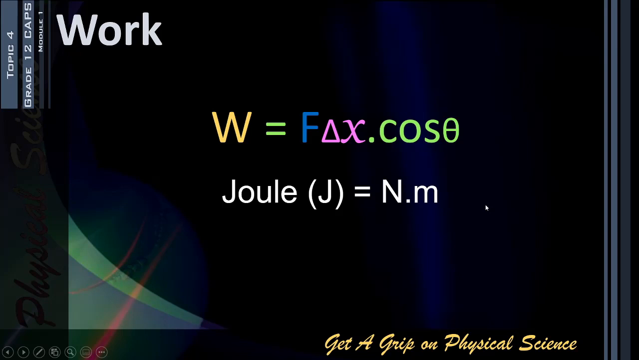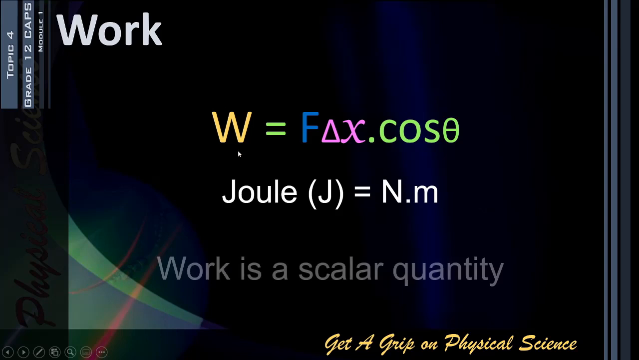It's also important to know that work is a scalar quantity. If we multiply a vector by a vector, we will always get a scalar quantity as an answer. So force, which is a vector, times displacement, which is also a vector, will give us work, which is a scalar quantity. This will mean that you will never include a direction for the answers to your work calculations.